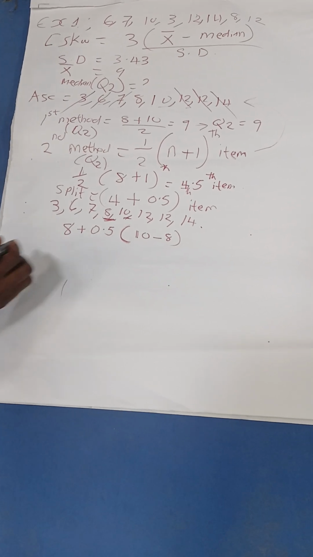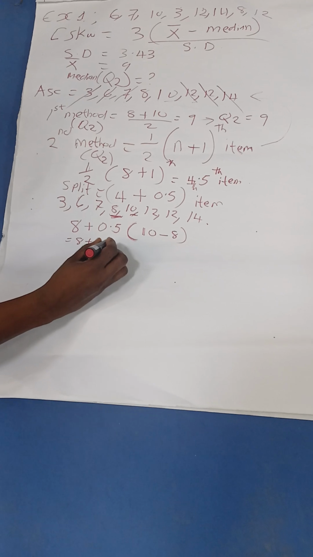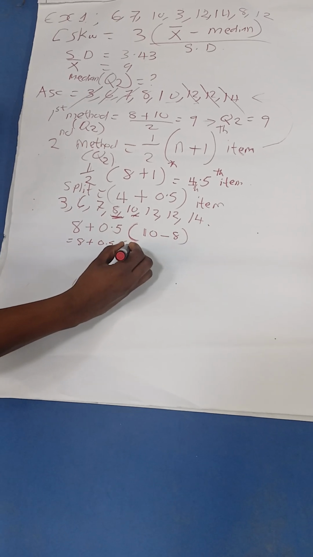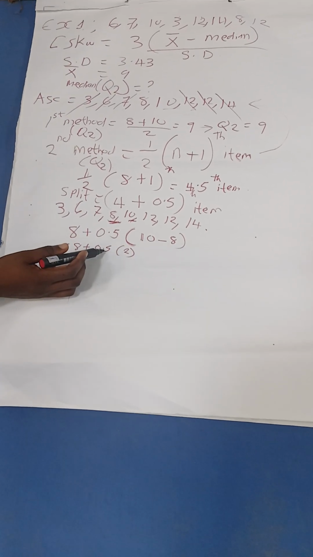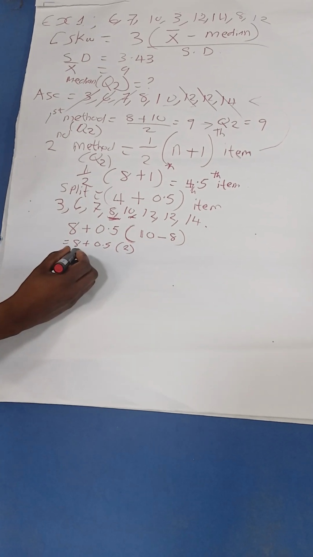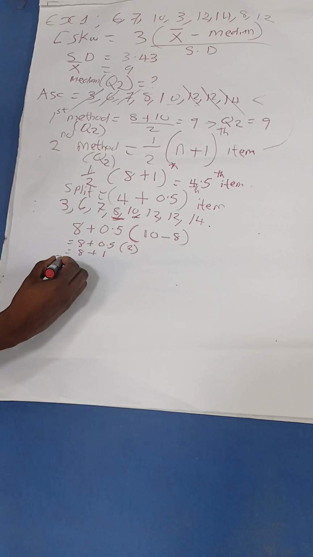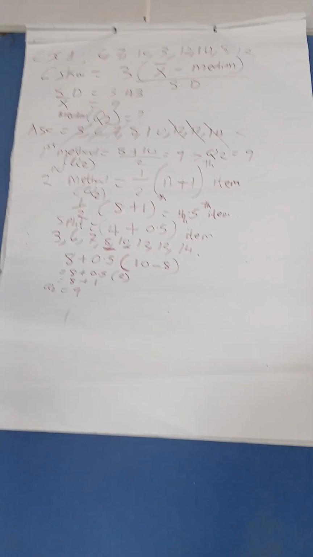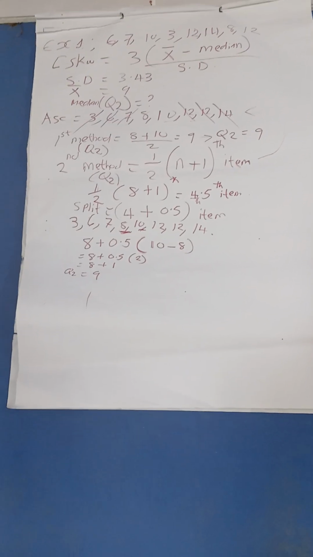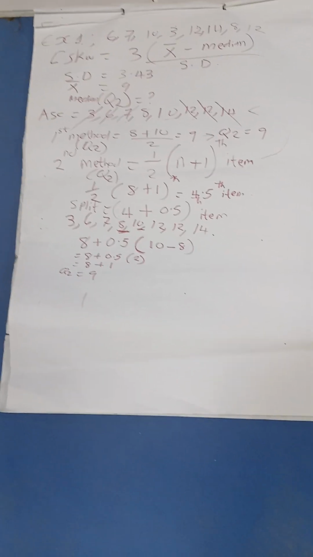Now it will be very simple. It will be 8 plus 0.5 in bracket 2. So it's the same as half multiplied by 1. Half multiplied by 1 is 1. So it will be 8 plus 1, which is our Q2, which will be what? 9. Is it not the same as what we did here? It's the same. So there are those two approaches you can use to calculate the median.